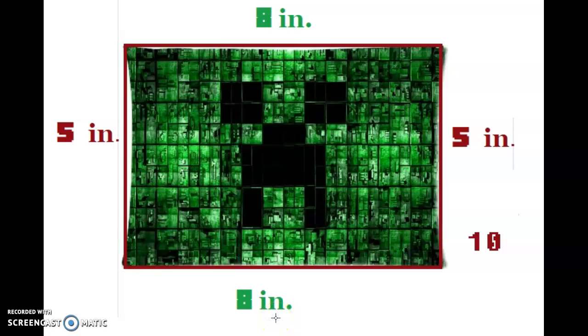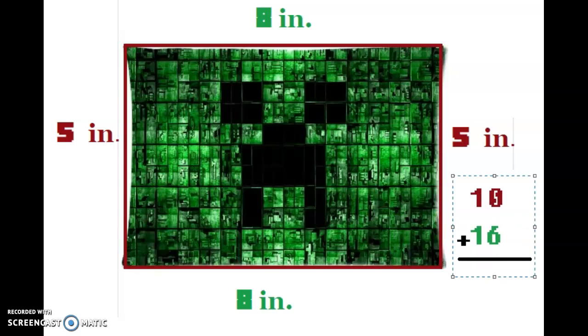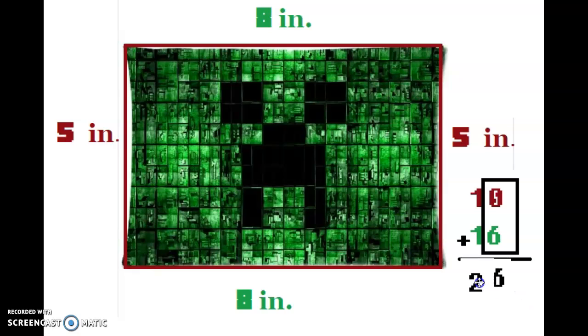And the next thing you're going to look at are the other sides. 8 plus 8 gives you 16. When you go to add these numbers up, and you start in the ones place, you have 0 plus 6, which just gives you 6. And then if you look at the tens place next door, you have 1 plus 1, which gives you 2.